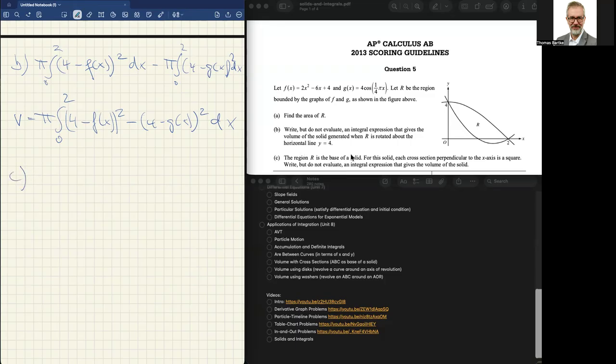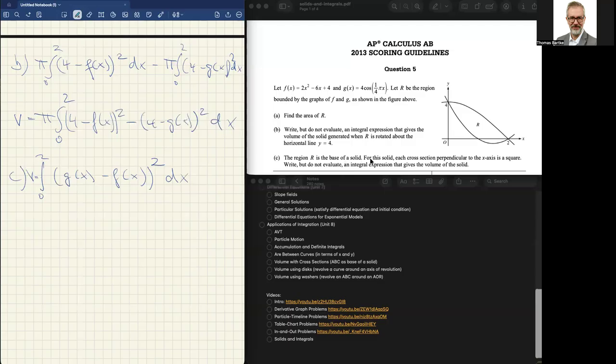And C, the region R is the base of a solid. For this solid, each cross-section perpendicular to the x-axis is a square. So for that one, you just go for the solid. So it remains now, g of x is the top. So you have the solid from 0 to 2, g of x minus f of x. And then this whole thing needs to be turned into a square, right? That gives you the square of the baseline and dx. So this time, volume is this thing.